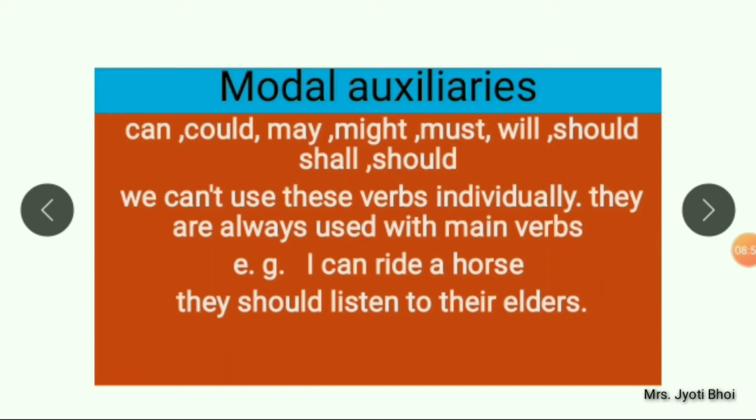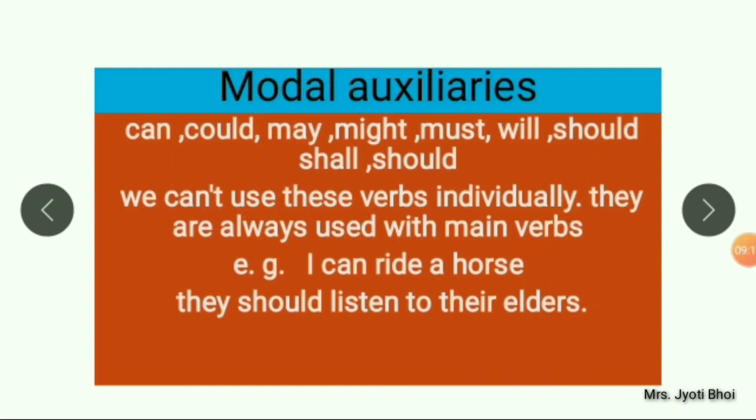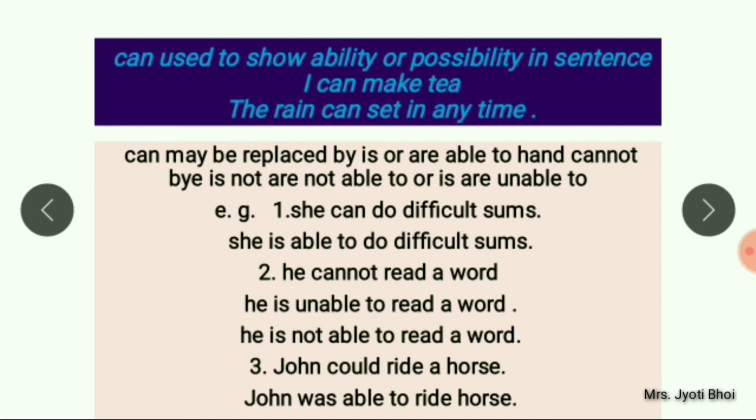Say, another example is there. They should listen to their elders. Should means necessary. They should listen. Listen is a main verb here. Now see the next thing, on the next slide.